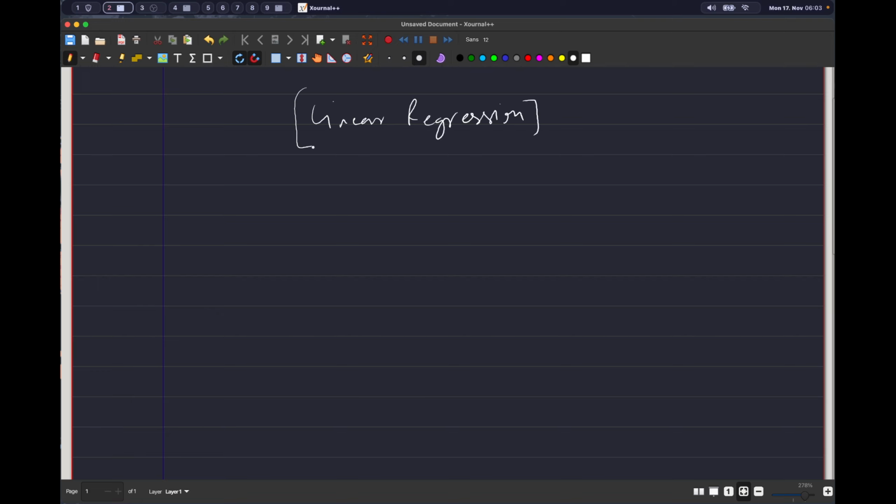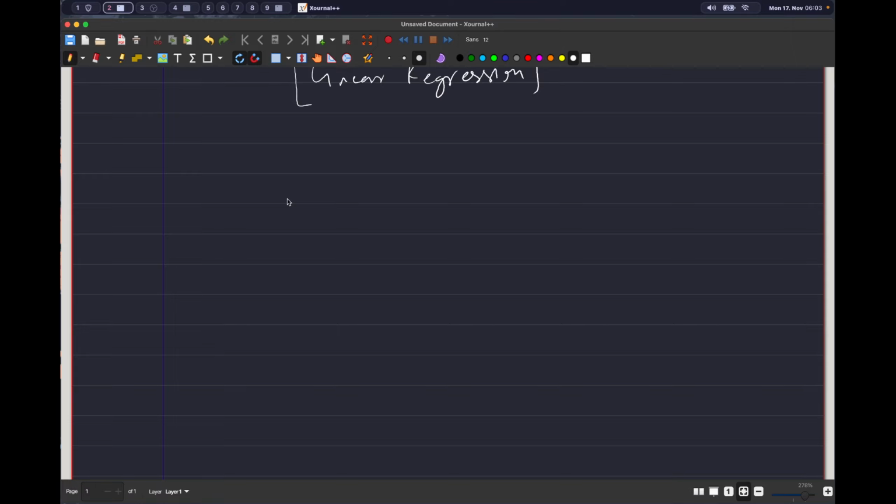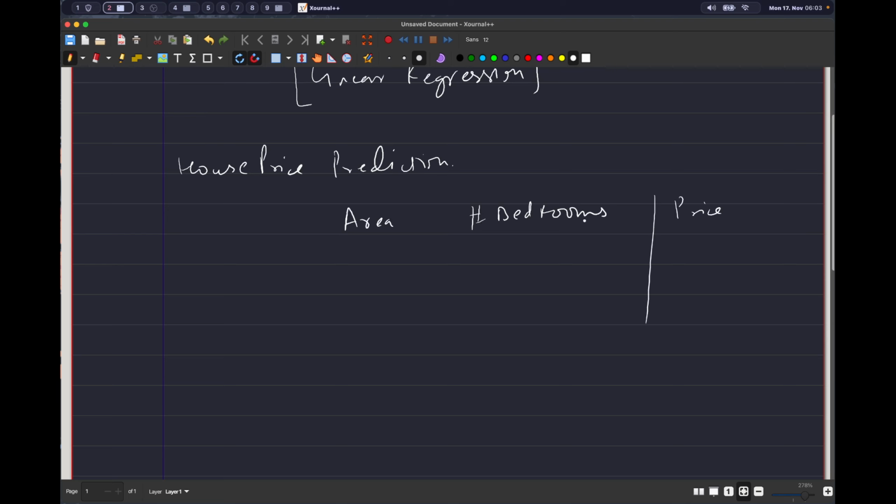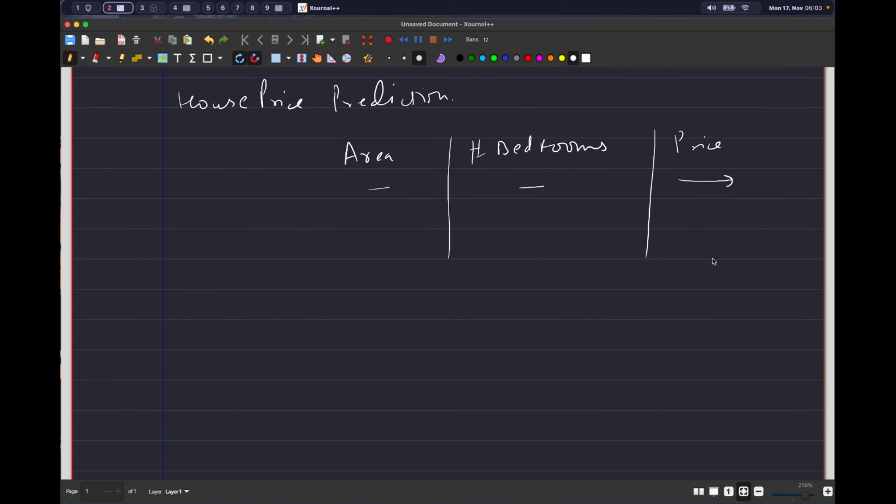One of the easiest algorithms, but still a lot of maths to consider. Now, suppose you are predicting something, right? You have a data set which, let's say, you are doing house prices prediction. So, based on some features, you are trying to predict the price of a house. So, you have some features like area of the house, number of bedrooms of the house, and then you have the price.